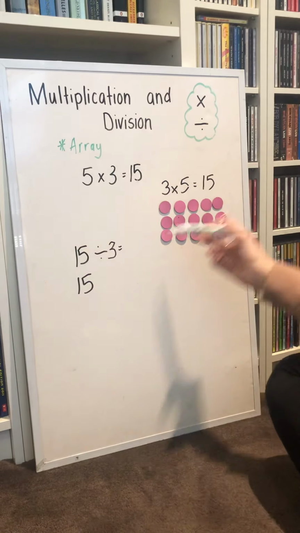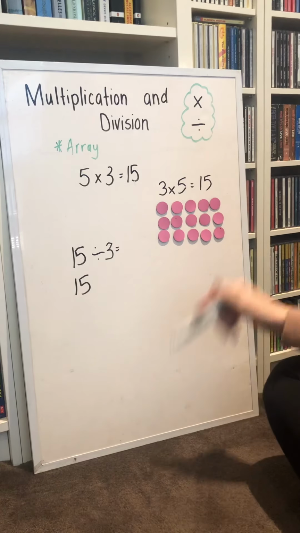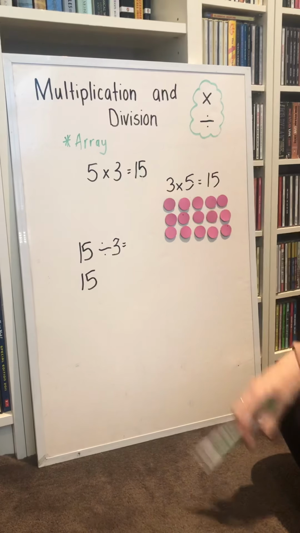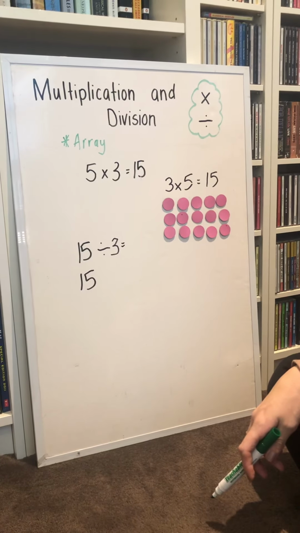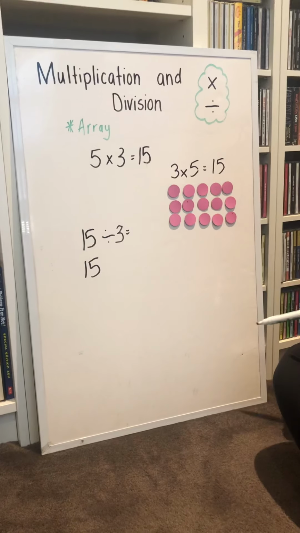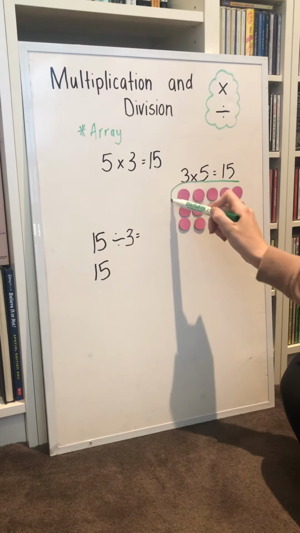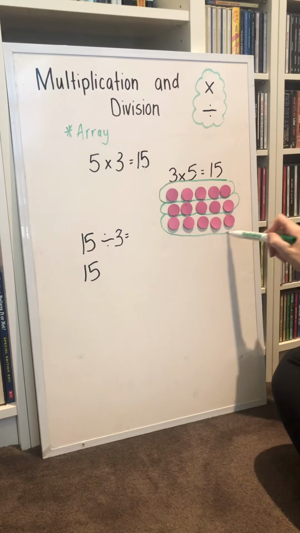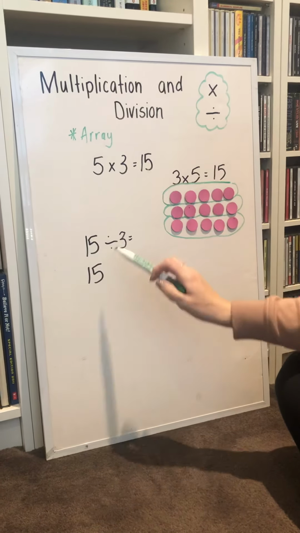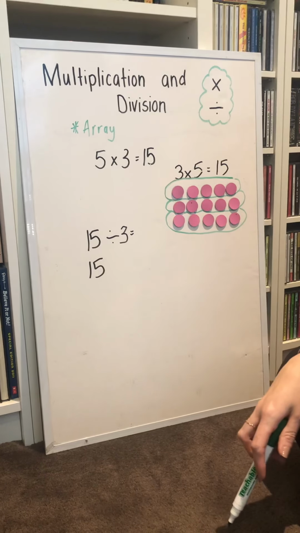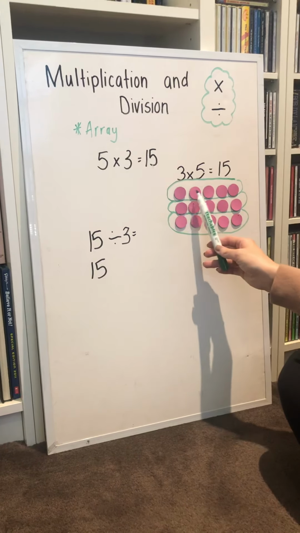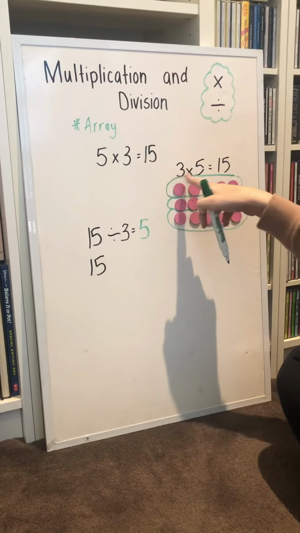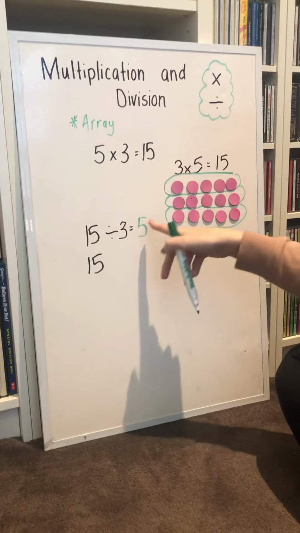But I'm going to show you, using my array here, how you would actually demonstrate that. So I've got 15 altogether. I want to divide it by or share it with 3 people. So have a look at how you might split that array up into 3 groups. The easiest way I can see 3 groups is there's 1, there's 2, and there's 3. Now I have shown that 15 is divided by 3. Now I just have to count up how many dots each person will get. So 1, 2, 3, 4, 5. So you can see there that I've used the same numbers. 3 times 5 equals 15. 15 divided by 3 equals 5.